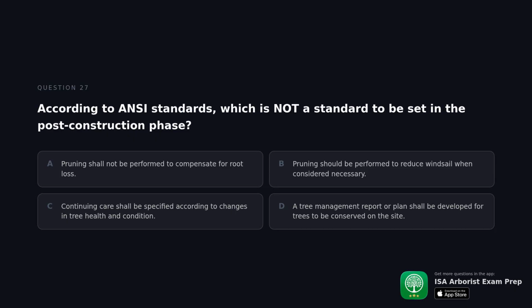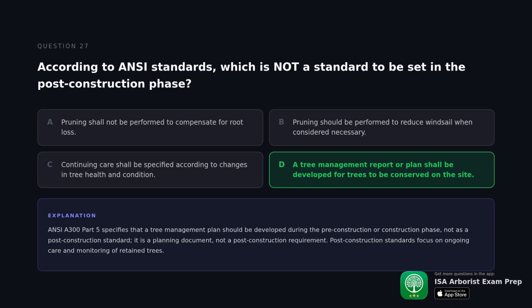The correct answer is a tree management report or plan shall be developed for trees to be conserved on the site. ANSI A300 Part 5 specifies that a tree management plan should be developed during the pre-construction or construction phase, not as a post-construction standard. It is a planning document, not a post-construction requirement. Post-construction standards focus on ongoing care and monitoring of retained trees.